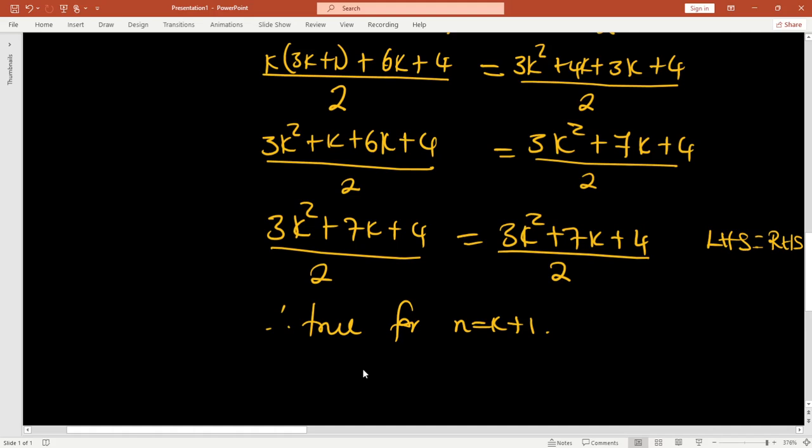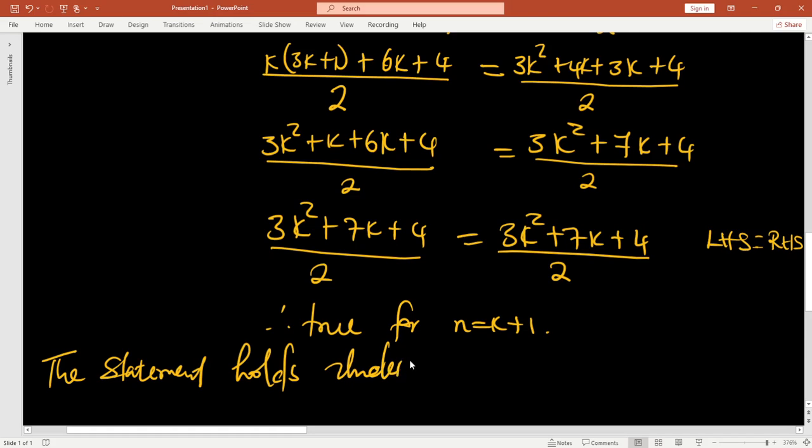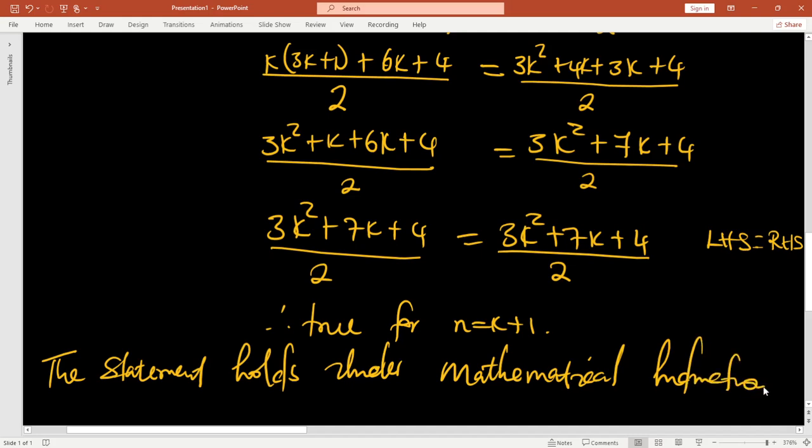So now, if this is true for n = k + 1, then we just say the statement that we have holds under mathematical induction there. So let's say the statement holds under mathematical induction there. Alright, thank you.